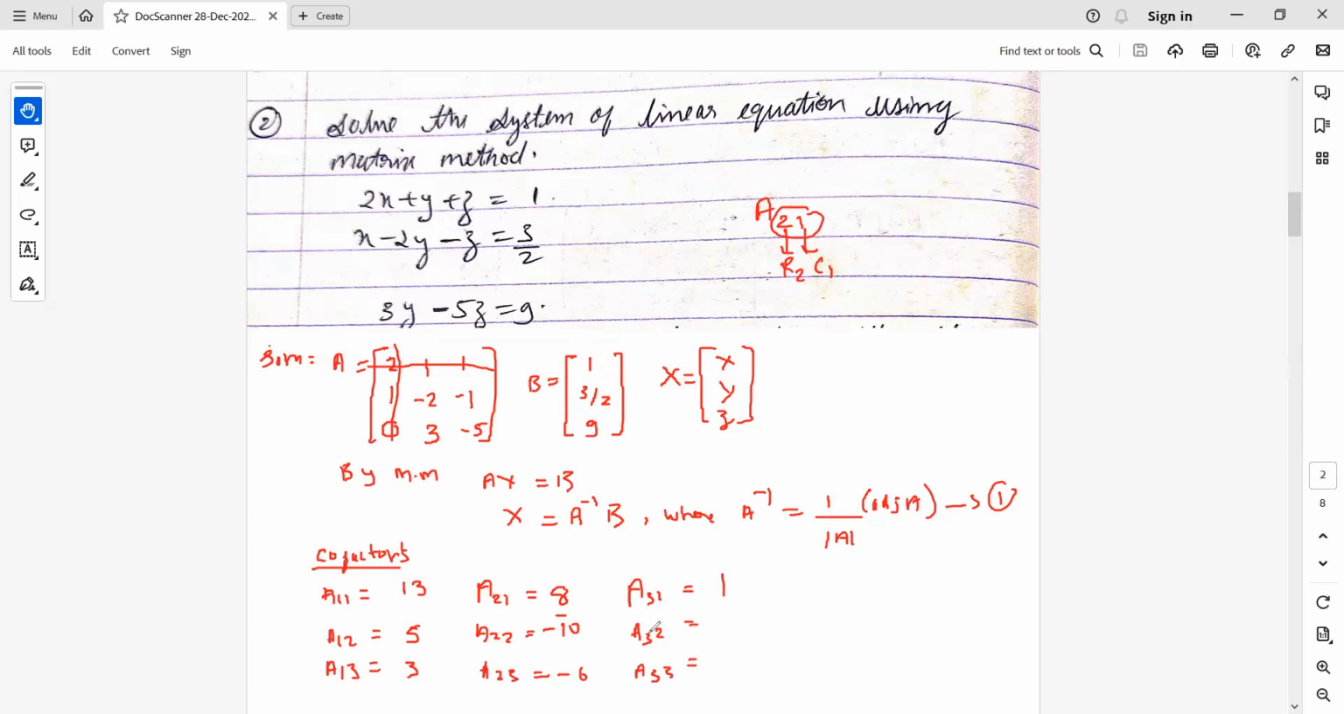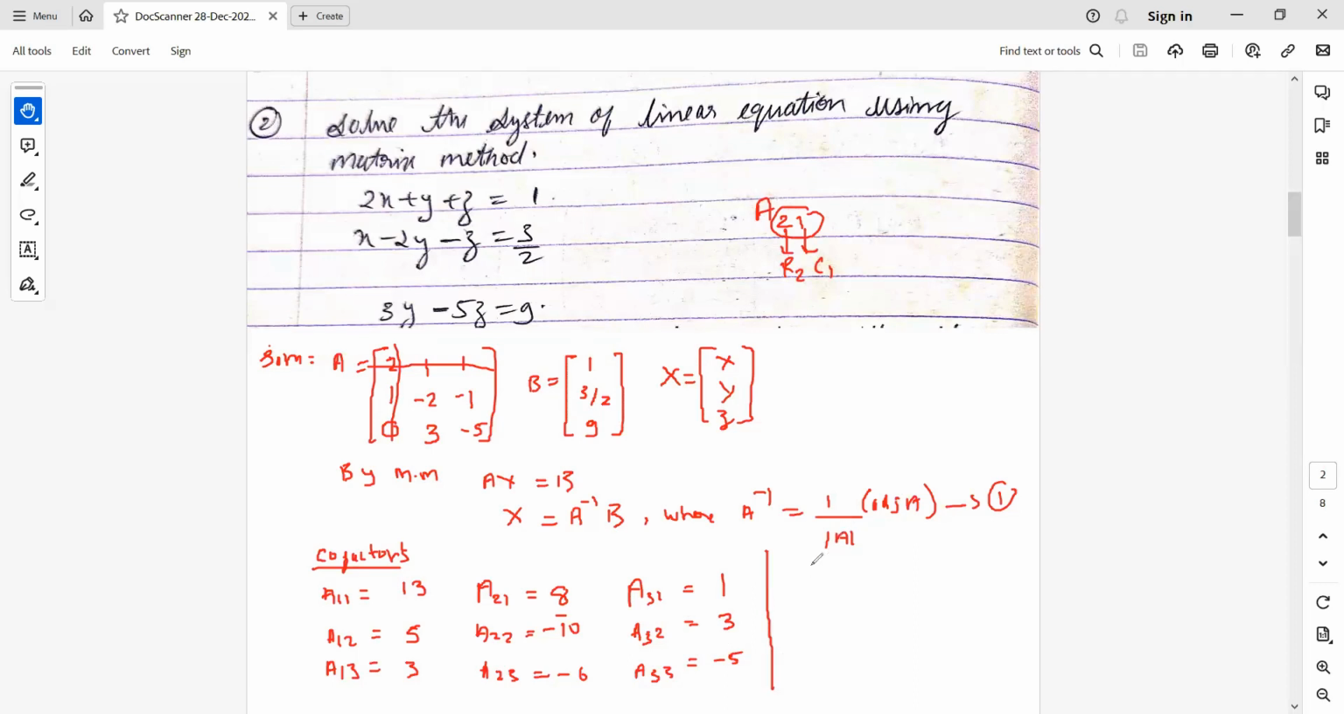3 plus 2 is odd, so after finding the determinant, we need to multiply with a negative sign. The answer is -3, and minus into minus will be plus 3. So A32 will be +3. Next, A33 will be equal to -5. So we have found the cofactors.